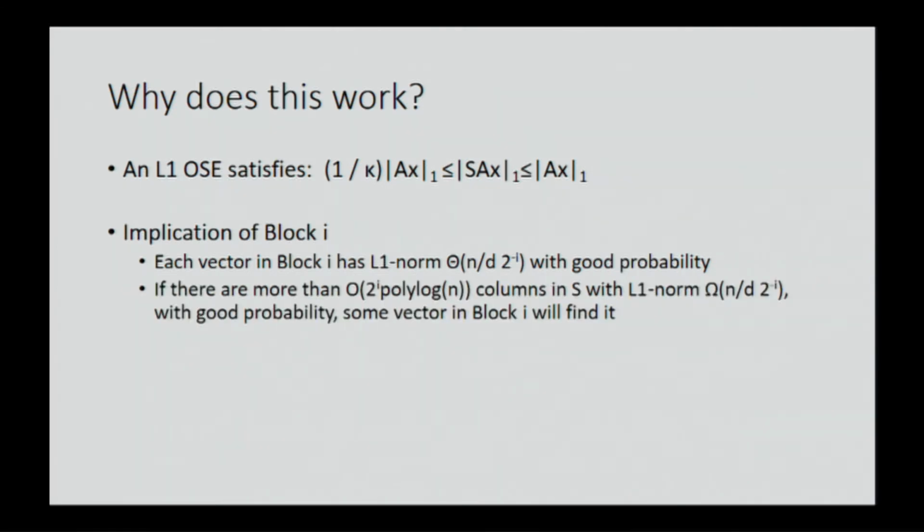So here's the critical observation. We have a fixed matrix S, right? We're proving a lower bound for it. If there are more than 2 to the I polylog n columns of S, looking at the ith block, that have L1 norm at least n over d over 2 to the I, then with good probability some vector in the ith block will find it. Remember, we have about d vectors in the ith block, formally d over log n over d.